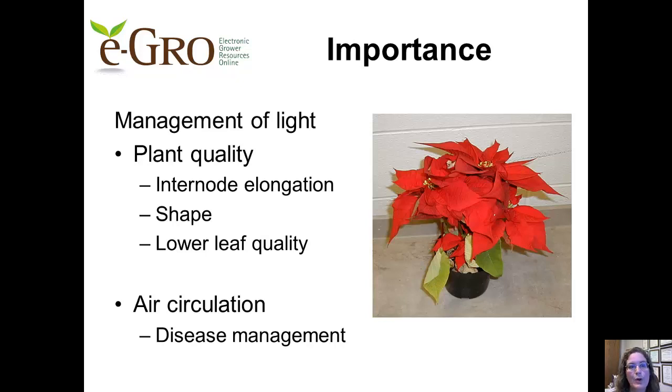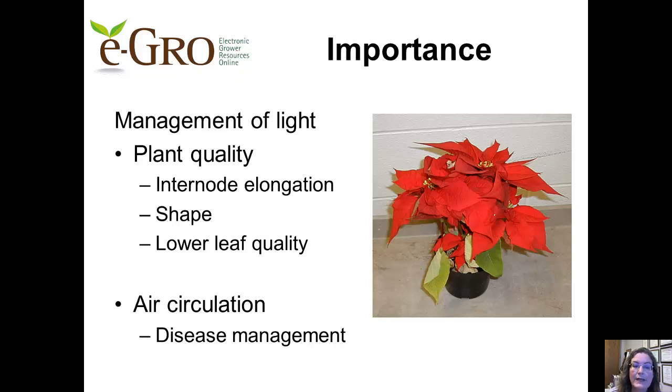Research has shown what growers have observed. The tighter the crop spacing, the faster and the greater the rate of internode elongation. The poinsettia in the photo was grown at inadequate spacing, and the result is a flat-sided plant with chlorotic lower leaves. The importance of a grower's management of crop spacing, because of its direct relationship to both crop quality and cost of production, cannot be overstated.